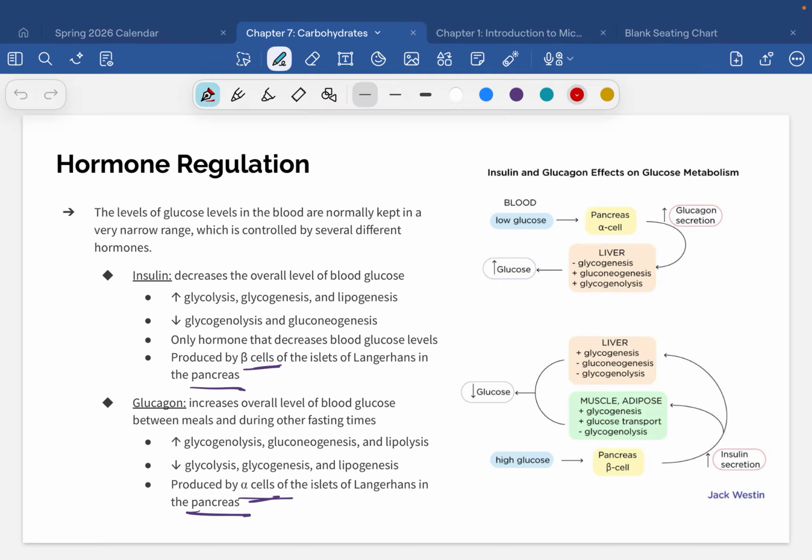Okay, so we are picking up right where we left off, talking about hormone regulation, specifically of carbohydrates. And I'm going to go over this slide again. We kind of rushed at the end last time, so we'll cover it a little bit more.